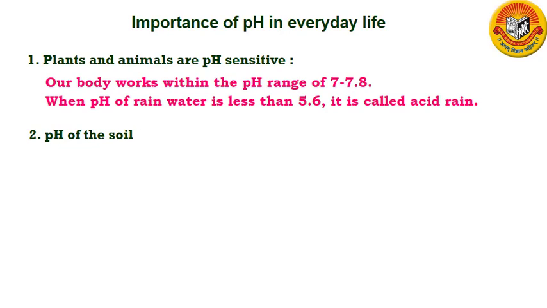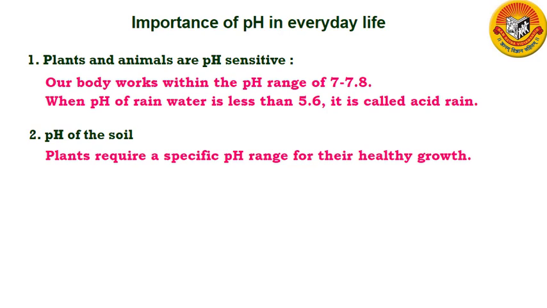Now pH of soil. Plants require a specific pH range for their healthy growth. If the soil is too acidic, then it is treated with materials like quicklime or slaked lime so as to neutralize its acidity. If the soil is too acidic or too basic, then plants grow badly or they do not grow at all. So therefore we have to neutralize the acidic soil with the use of calcium oxide or calcium carbonate or calcium hydroxide, which are all bases in nature.